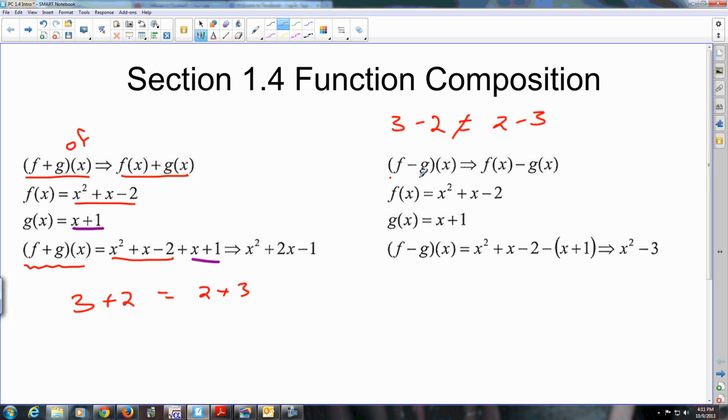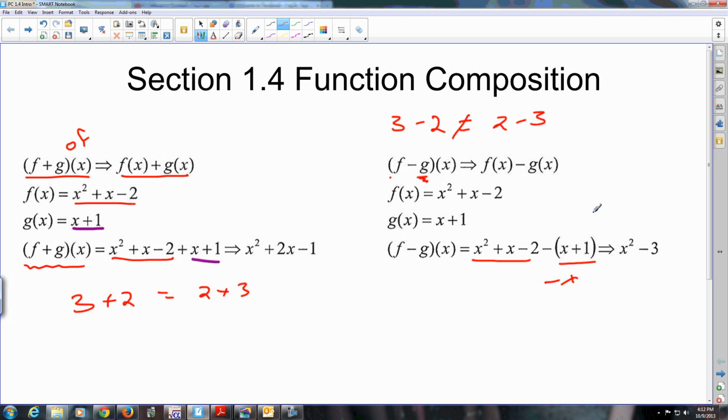Here, you have to take g of x and subtract it from f of x. Who is first is what you write first. So f minus g of x is your first function minus the second function. First function minus the second function. Don't forget to distribute that subtraction inside.